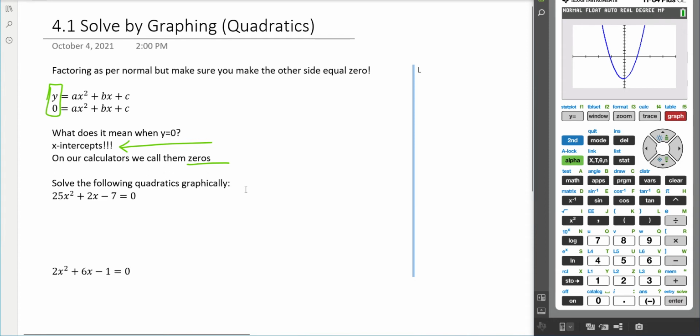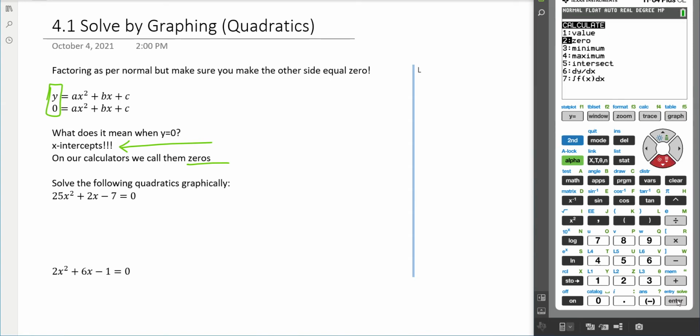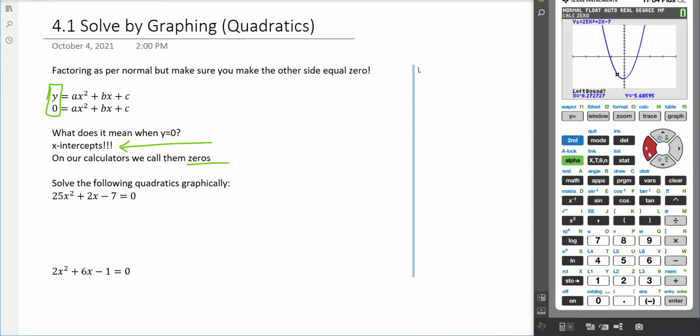And so we're looking for the zeros. If we're looking for the zeros, then we go second function, calc, down to 0, press enter, and we need to find each 0. So we go left bound of our 0 point, right bound of our 0 point, and press enter, and we find one of our zeros is x equals negative 0.57066.